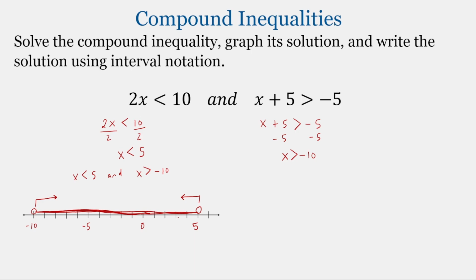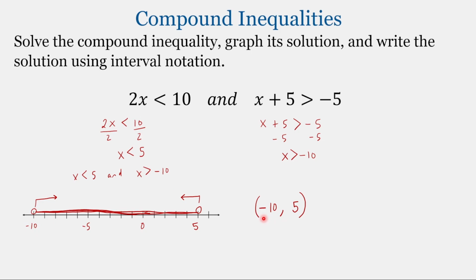And then when we write this in interval notation, we start with the leftmost point. In this case, that's going to be negative 10. So we have negative 10 on the left, and it is not included, so we'll use an open parenthesis. And then a comma. And then the rightmost boundary, that's 5. And then a parenthesis to show that 5 is not included. So this is the solution in interval notation.